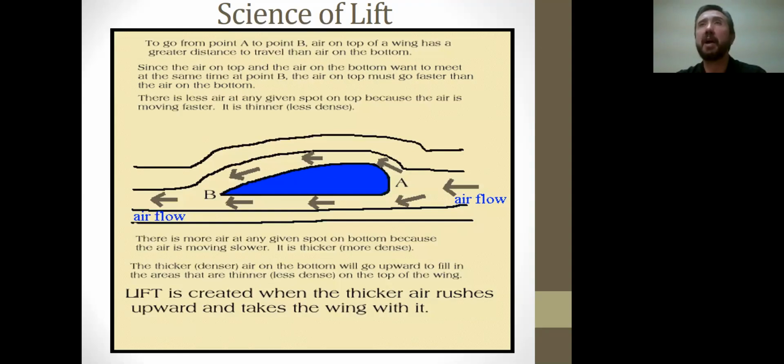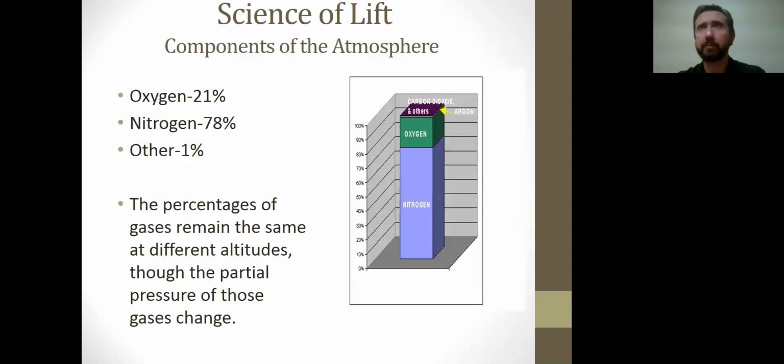So when the air has to travel farther over the top of the airplane wing, it must also travel faster, which results in lower pressure. So the shorter the distance of the wings, resulting in higher pressure, is going to cause the airplane to move upward, okay? Now we're going to get into some atmospheric pressure here.